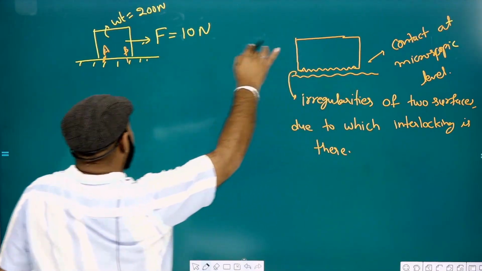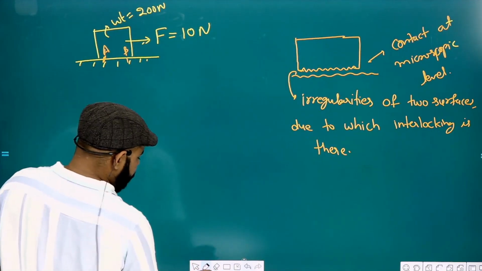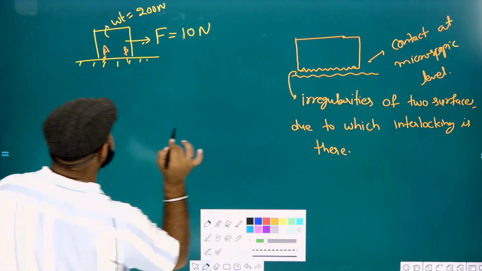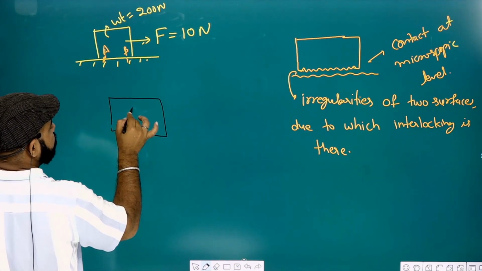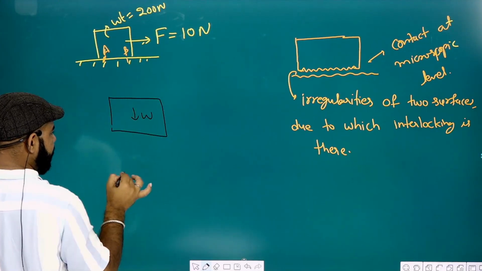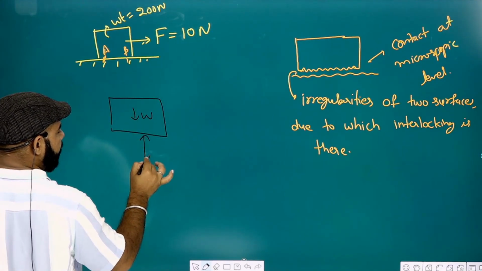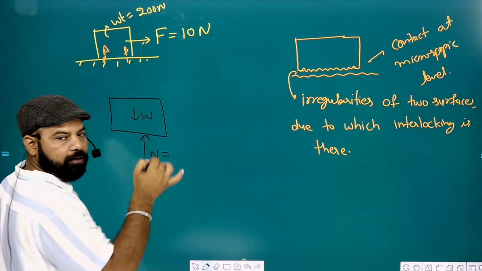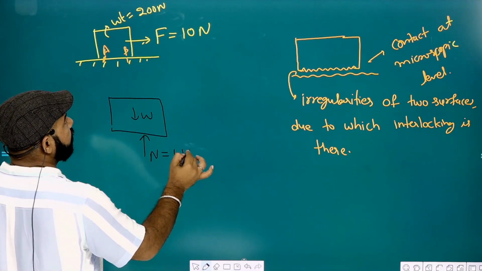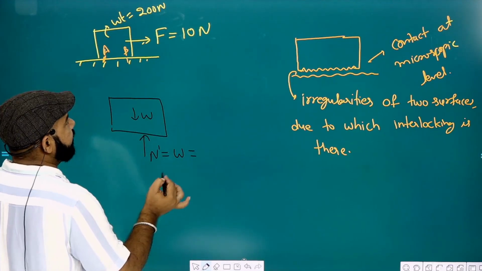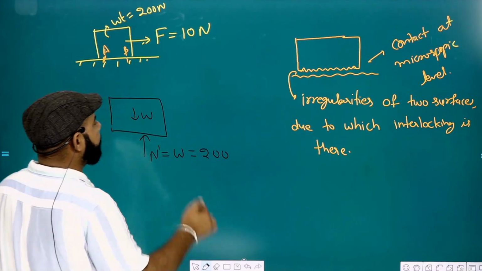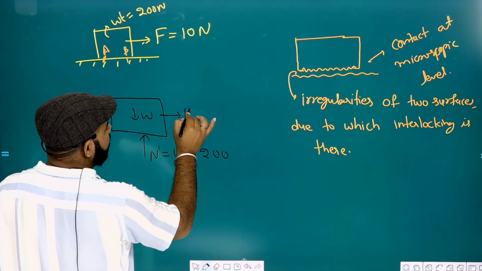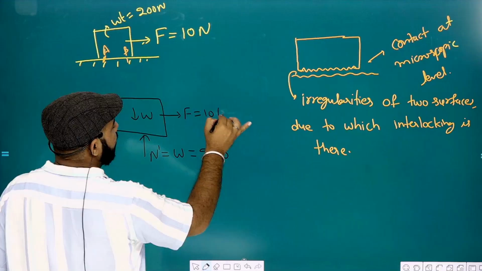Now if we make a free body diagram of this block, can we say its weight will be acting in downward direction, there will be some normal reaction N dash which will be equal to weight, so it is equal to 200 newtons, right? Here in forward direction we have a force which is equal to 10 newton.